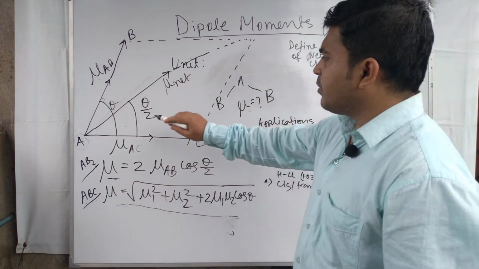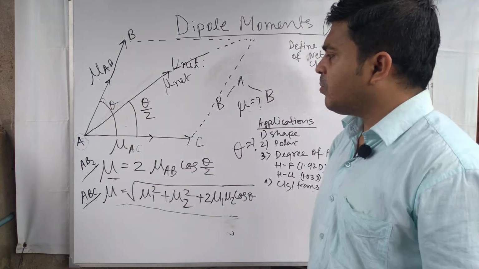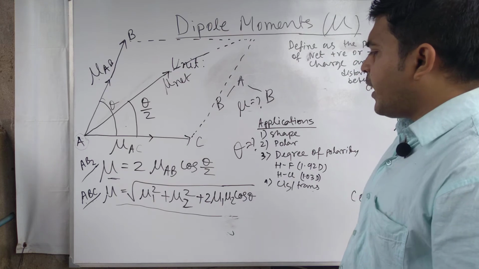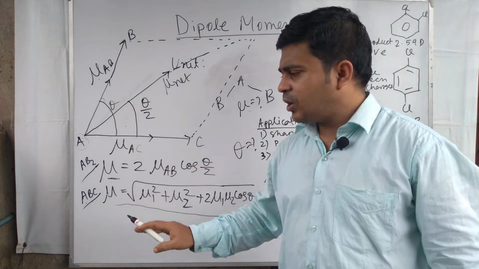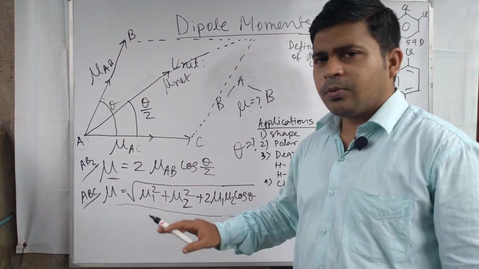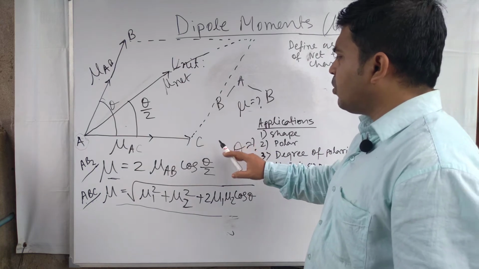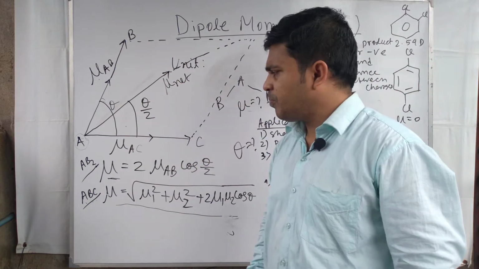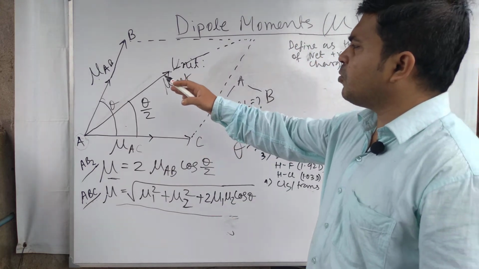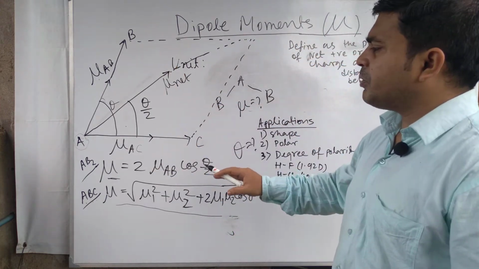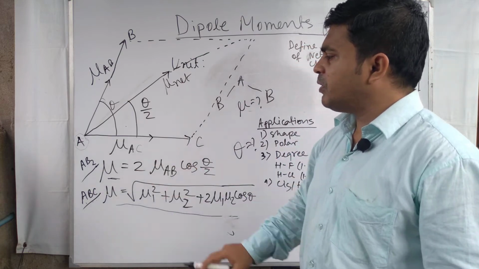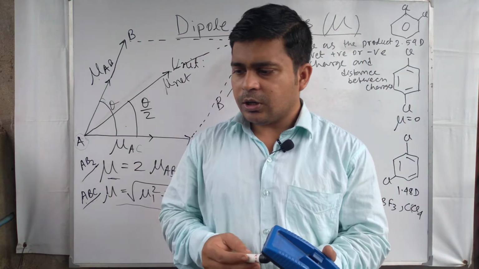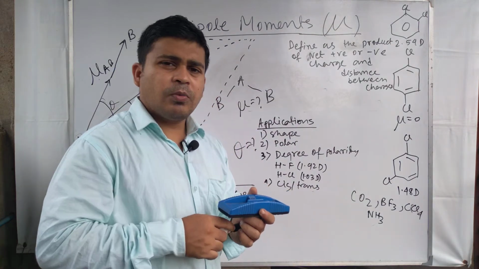Theta means this bond angle, which can be calculated in a molecule from this formula, and it can also determine the shape, because after knowing the value of theta, you can understand the shape of the molecule. So in this way you can calculate the dipole moment of AB2 type molecules and ABC type molecules. Okay, so this is about finding the dipole moment value.